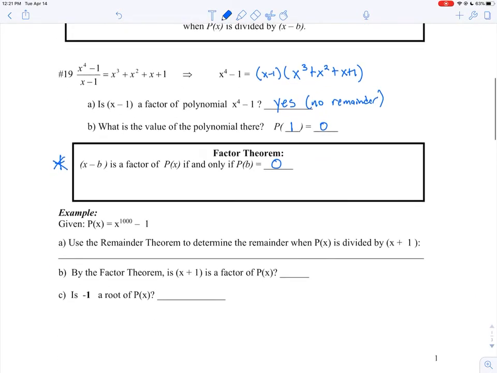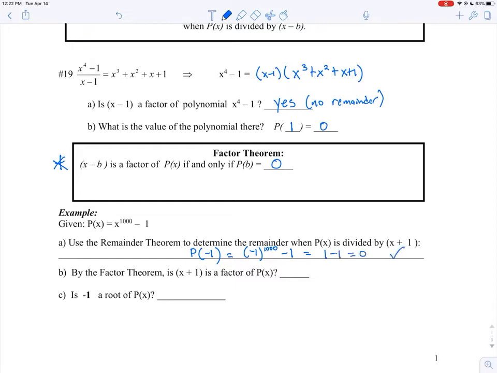All right, so let's just kind of practice a little bit with that. So if p of x equals x to the 1,000th minus 1, if we wanted to use our remainder theorem to figure out what would happen when p of x is divided by x plus 1, so what that means is we want to check p of negative 1. So if we plug that in, we have negative 1 to the 1,000th power, which we know is just going to equal 1, minus that 1. And that comes out to 0, so that's good.